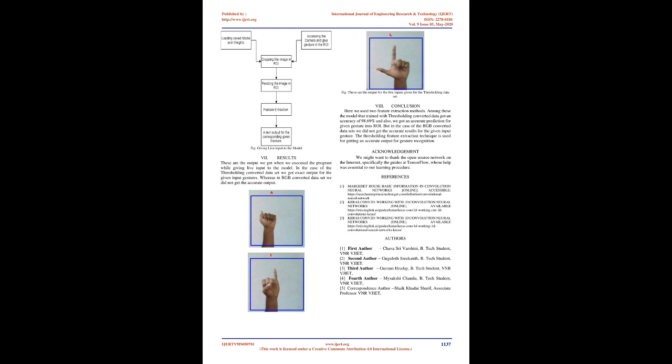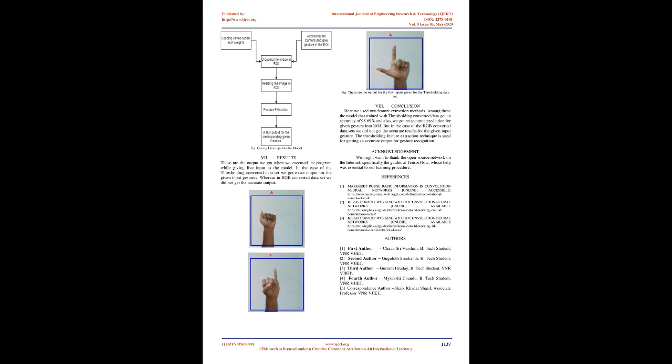7. Results. These are the outputs we got when we executed the program while giving live input to the model. In the case of the thresholding converted dataset, we got the exact output for the given input gestures. Whereas in the RGB converted dataset, we did not get the accurate output. Fig. These are the outputs for a few inputs given for the thresholding dataset.